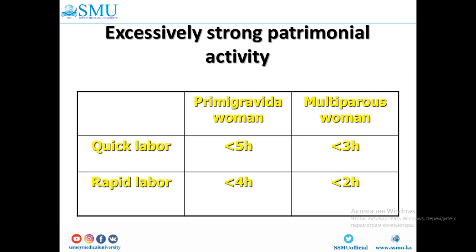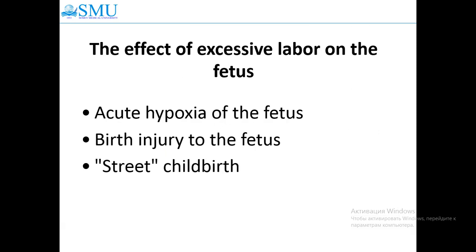Excessively strong labor activity is divided into quick labor and rapid labor. In a primigravid woman, quick labor goes in less than 5 hours. At rapid labor, less than 4 hours. In multiparous women, quick labor is less than 3 hours and rapid labor less than 2 hours. The effects of excessive labor on the fetus: acute hypoxia of the fetus, birth injury of the fetus, and street childbirth.